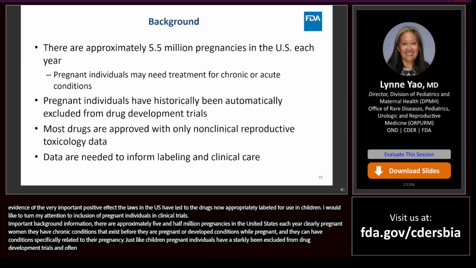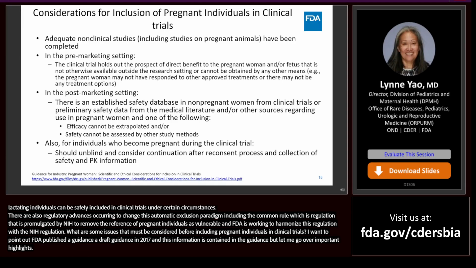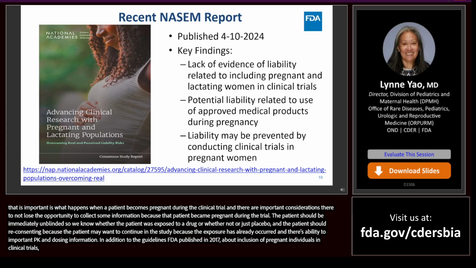This change is imperative for collecting relevant safety and dosing information for pregnant and lactating populations. The FDA's draft guidance issued in 2017 outlines critical considerations for the safe inclusion of pregnant individuals in clinical trials. This guidance ensures that potential risks and benefits are adequately evaluated prior to enrollment. Recent reports reveal a surprising deficiency in evidence concerning liability in the inclusion of pregnant individuals in trials. This suggests a pressing need to alter perceptions surrounding their participation in clinical research.